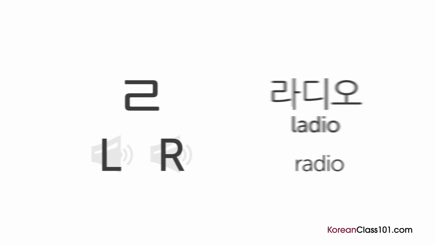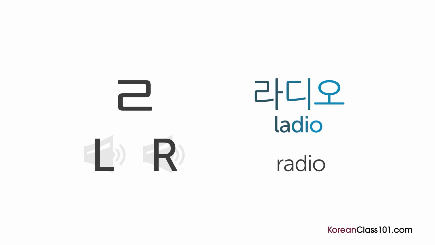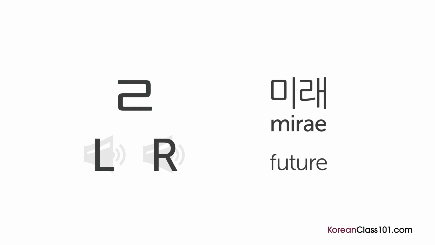Let's take the word 라디오, which means radio. In this word, the consonant 리을 is at the beginning of the word, so it'll have an L sound. Let's do another example with the word 미래, meaning future. Here, the 리을 consonant is between the vowels 이 and 애, so it'll have more of an R sound. Let's say it together, 미래.